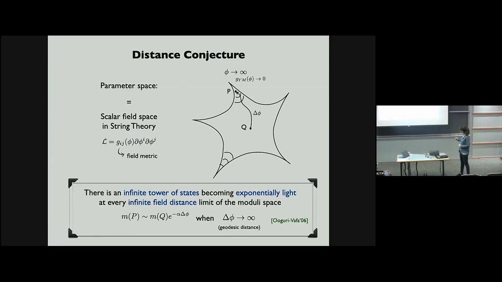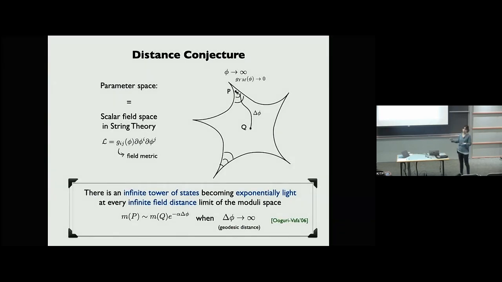And the statement is that when you move in this moduli space, if you move parametrically far away, if you approach an infinite distance boundary of the moduli space, you should get an infinite tower of states that become exponentially light in terms of the geodesic distance that you travel in the moduli space.